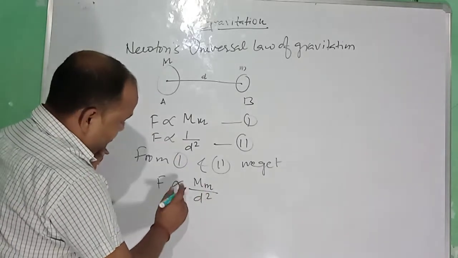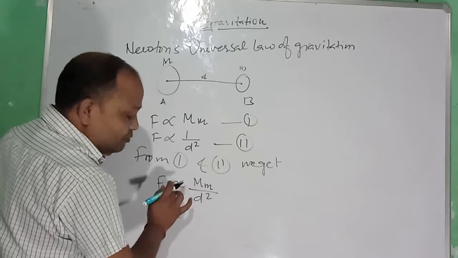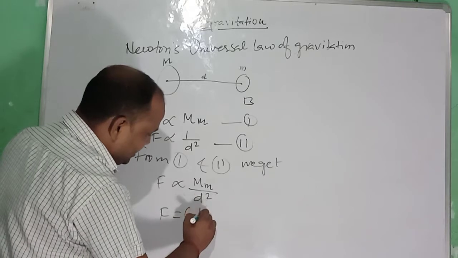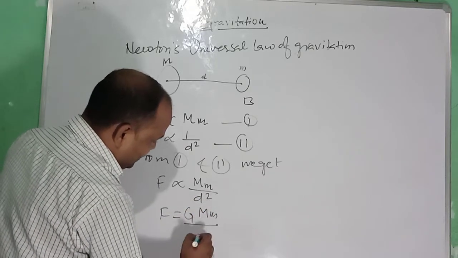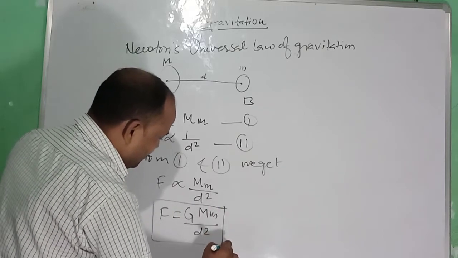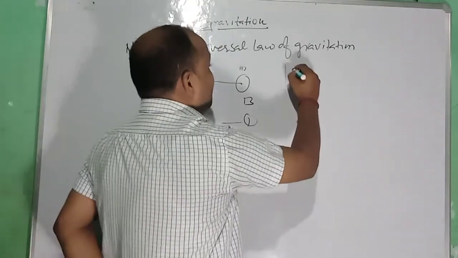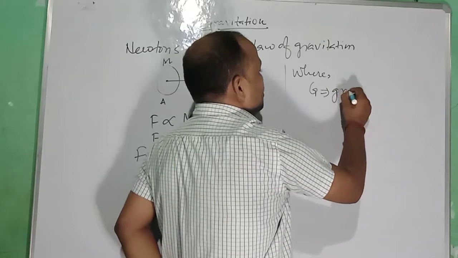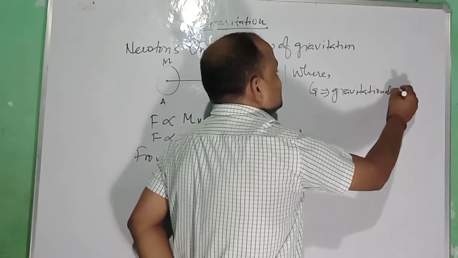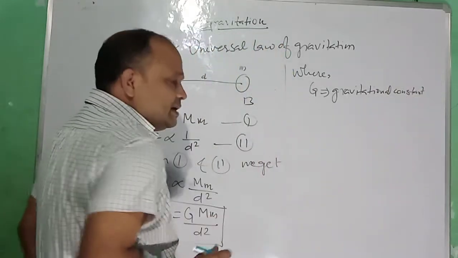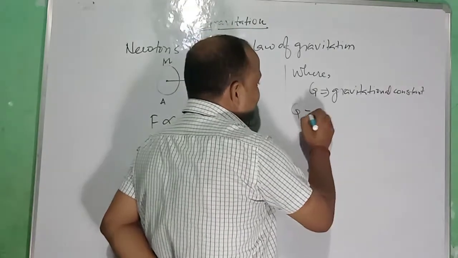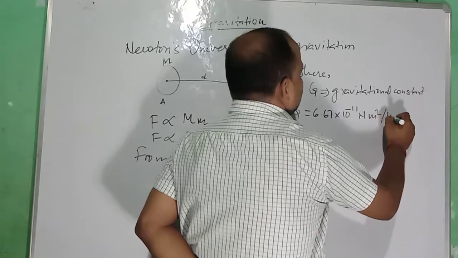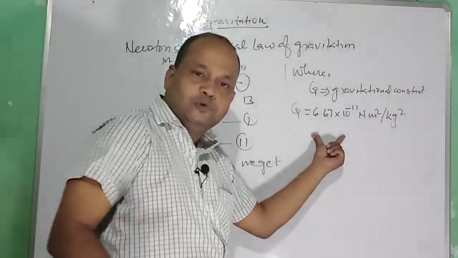Now remove this sign of proportion, take a constant to make it equal. So now F equals G M m by d square, where capital G is the gravitational constant. Now this G, the gravitational constant, has a numerical value of 6.67 into 10 to the power minus 11 Newton meter square per kg square. This is its numerical value. You have to remember it.